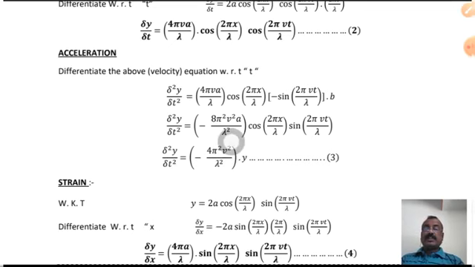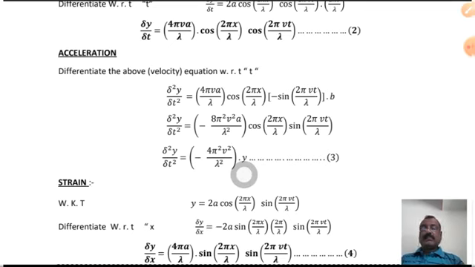Here in this equation, 2a cos 2 pi x by lambda sin 2 pi vt by lambda is y. y is the expression for the displacement of the resultant wave. Displacement of the resultant wave is 2a cos 2 pi x by lambda sin 2 pi vt by lambda. Hence, the acceleration equation is del square y by delta t squared is equal to minus 4 pi squared v squared by lambda squared into y.